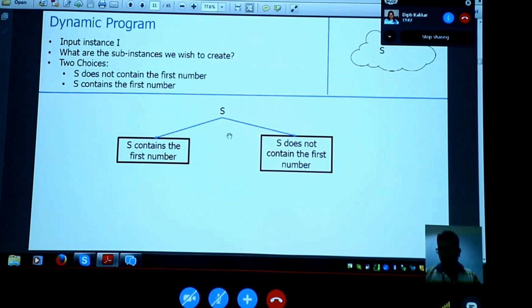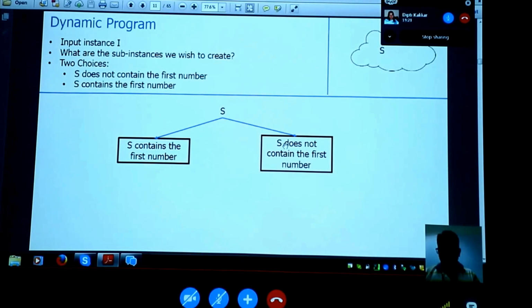Two choices are there. It either contains this first number 5, or it doesn't contain it. So there are 2 options there. We are going to explore both these options. Let's first assume that it exists and see what happens, and then assume that it doesn't exist and see what happens. So that's the strategy.